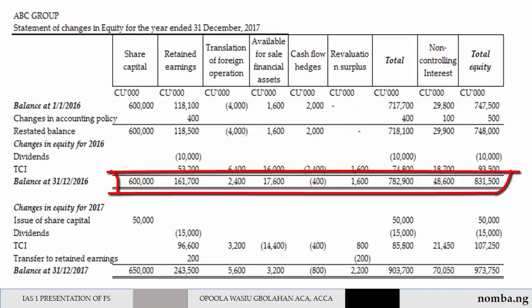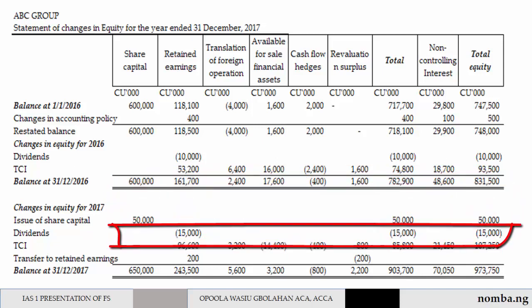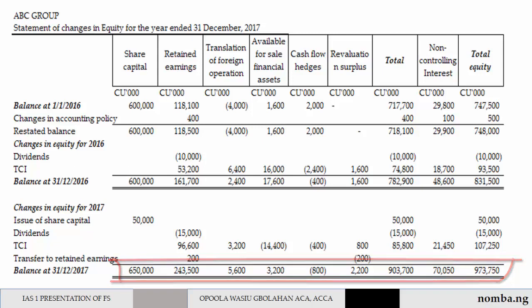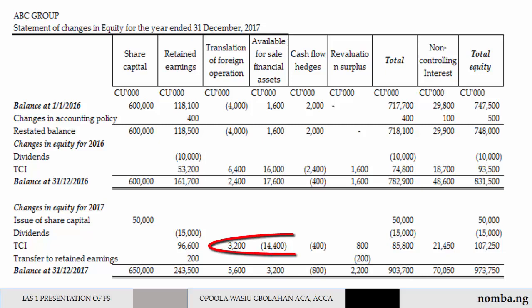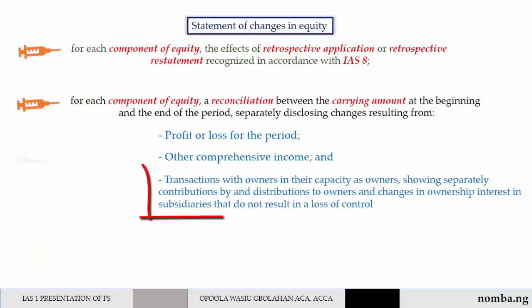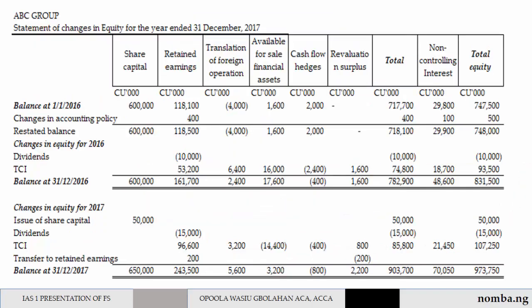So this is the value at the beginning, and at the end of the period, this is the value at the period. So we will separately disclose the changes resulting from the profit or loss, which is these two, and other comprehensive income, which are these. Let's look at this third one. The distributions to owners of parent in form of dividend will be deducted from the retained earnings. And the changes in revaluation surplus will be transferred from the revaluation surplus to the retained earnings.